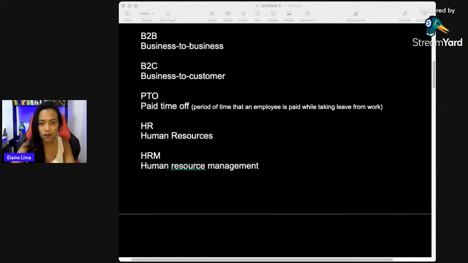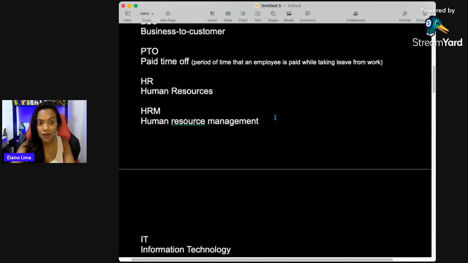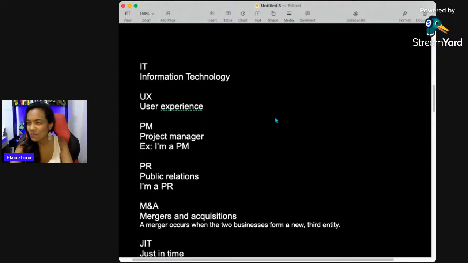Okay, so here we go. Now we have the next part, which is IT. IT is information technology. In Portuguese, we say TI, and in English, IT, right? So information technology. What is TI in Portuguese? Tecnologia da informação. So IT in English, okay?